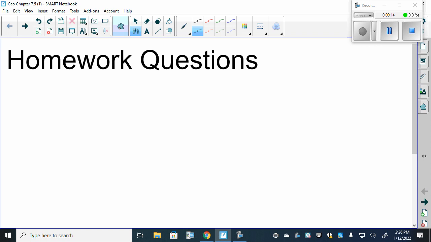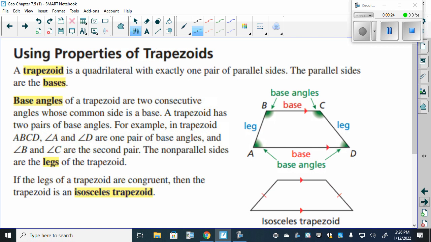All right, guys, are there any questions on any of the assignments thus far? All right. If there are no questions on any of the assignments, what we're going over today is the properties of trapezoids.